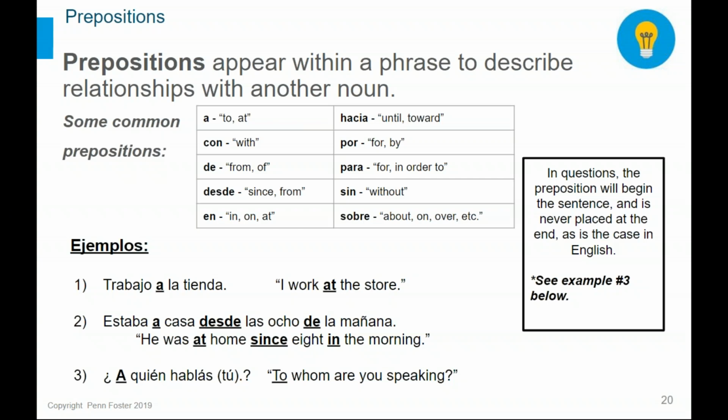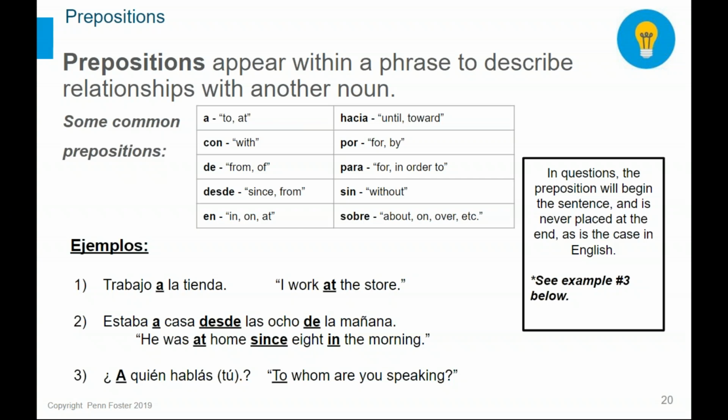All right, a preposition up top appears within a phrase to describe relationships to another noun. So you see some examples in the chart there. But as far as the placement is concerned, if it is a question that includes a preposition, more often than not, that preposition should be at the beginning.